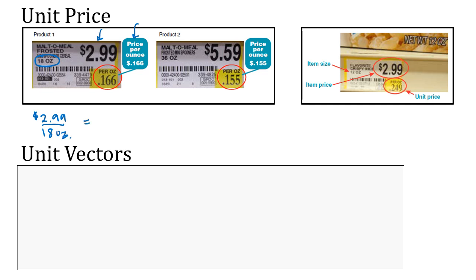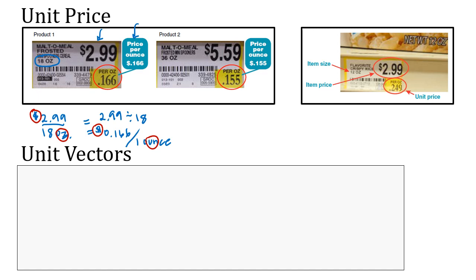And if you put that into your calculator, 2.99 divided by 18, the number that you get is 0.166. Now, that is a price per 1 ounce. And how do I know that? Because up in the numerator was the dollar symbol. And then down in the denominator were the number of ounces. So by doing that division, I'm finding out how much each ounce costs.